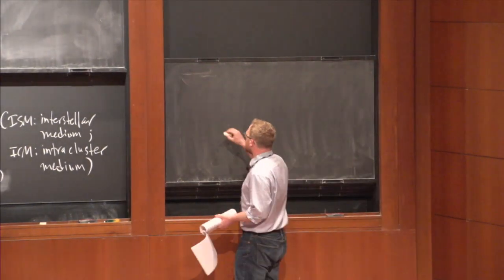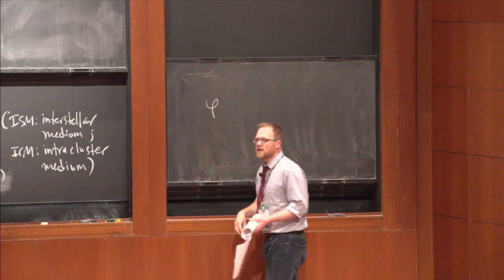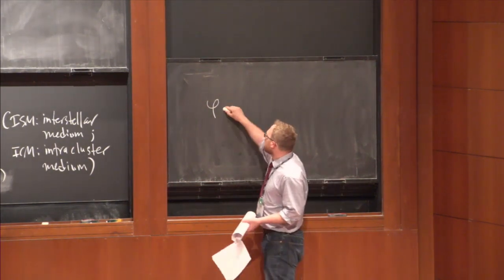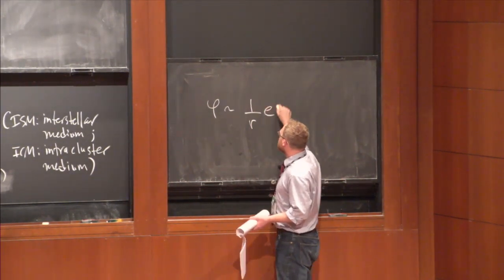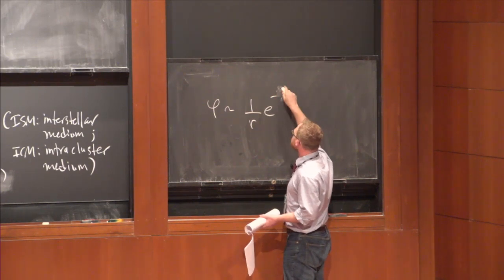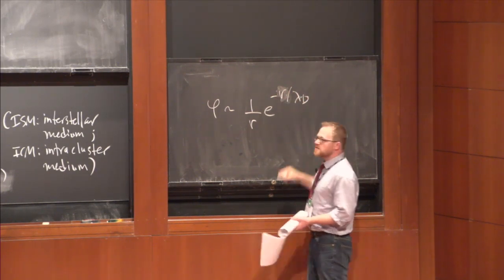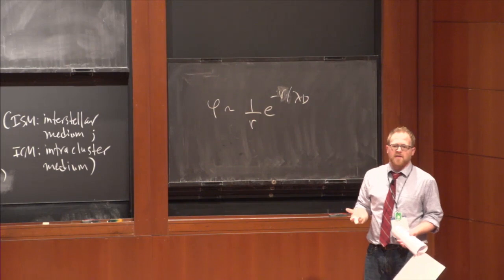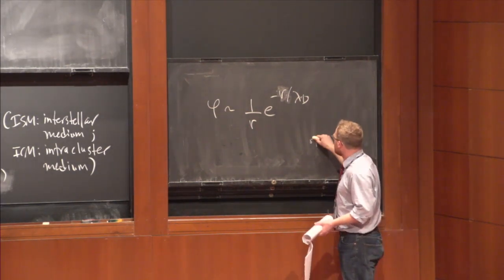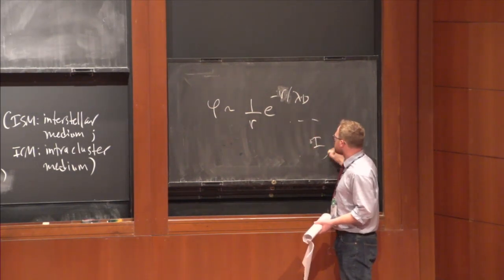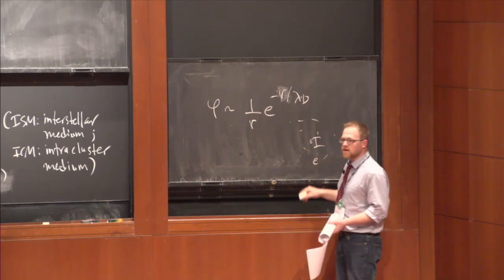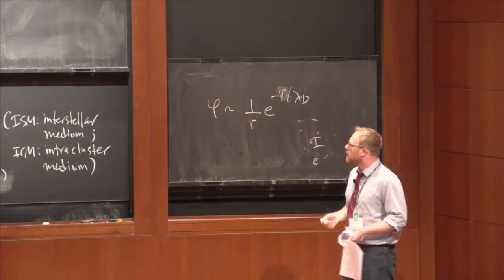If you were to write down the electrostatic potential in a system of mobile charges, it'll have the usual 1 over r, but then it'll have an exponential suppression on the Debye length. And that's just because if you have an ion, you also have a cloud of electrons around it that provide screening of the charge.